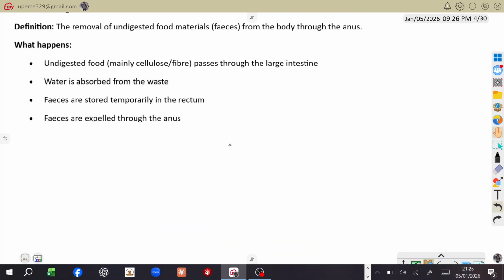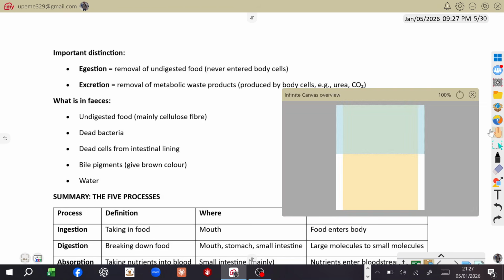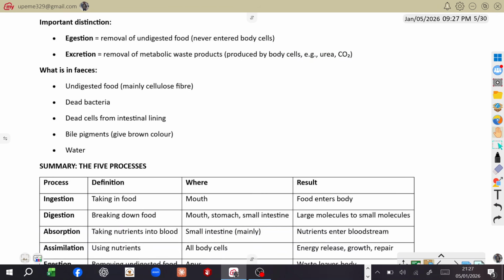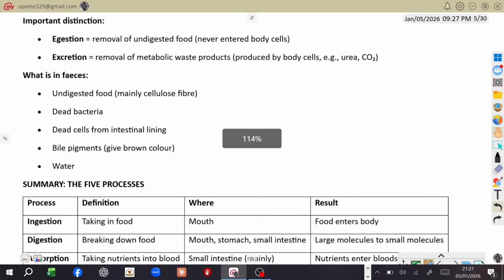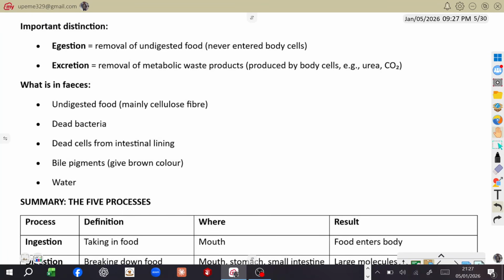That is that about the processes involved in holozoic nutrition. Now let us look at an important distinction, because people get these two confused: egestion and excretion. These two are different.